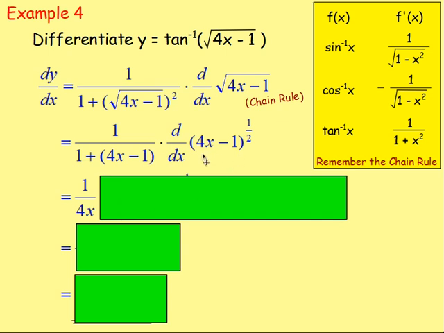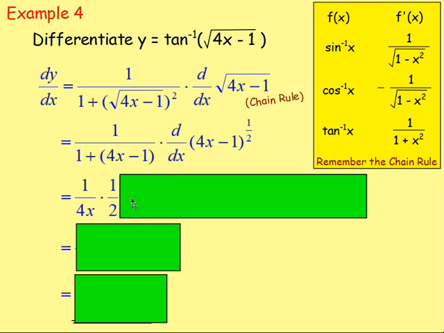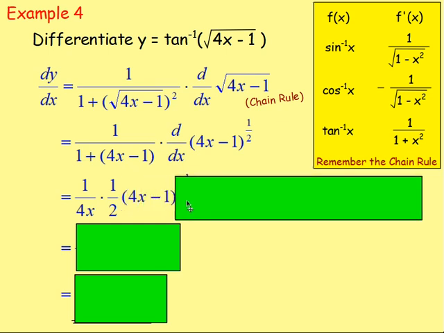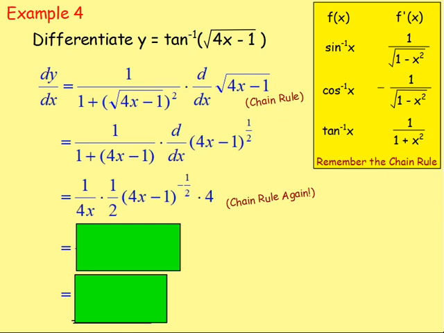And if you differentiate 4x take away 1 to the power of a half, again you're thinking chain rule. So bring the power down, so you'd have a half. Take 1 off the power, leave the brackets as they are. So you've got 4x take away 1 to the power of negative a half. But you're going to have to multiply by the derivative of what's in the brackets. We are using the chain rule again. More chain rule. Differentiate the 4x take away 1, you get 4, so you'd multiply by 4.